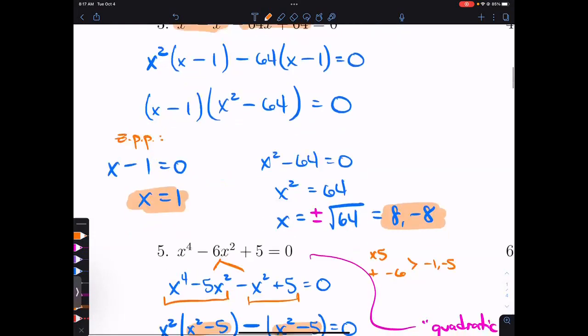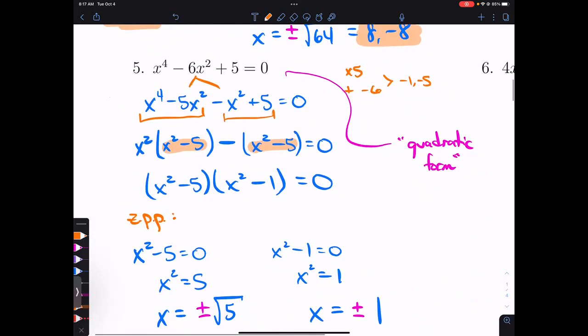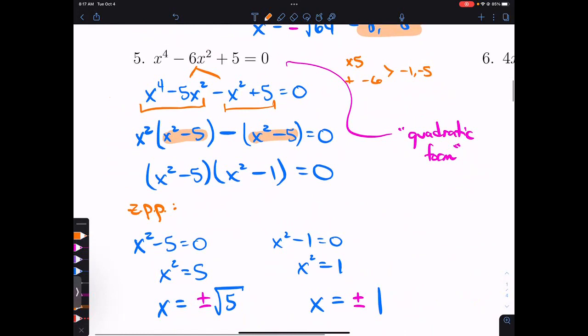Okay, and then the last one that we looked at was this x to the 4th minus 6x squared. And basically what we did is factor the trinomial just like you would factor anything else, just like you would factor a quadratic. Plus 5 in the C position means we're looking for 2 numbers that multiply to 5. Well, 1 and 5. And we want them to add to negative 6, so both negative would work.